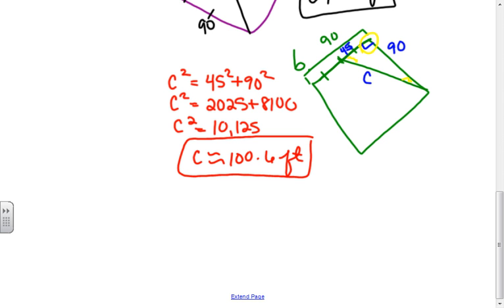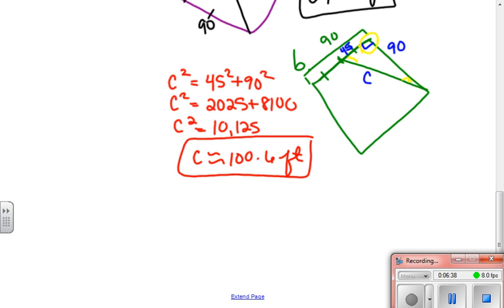So sometimes you're going to use your new special right triangle rules, and sometimes it's okay to go back to the old familiar rules of the Pythagorean theorem.